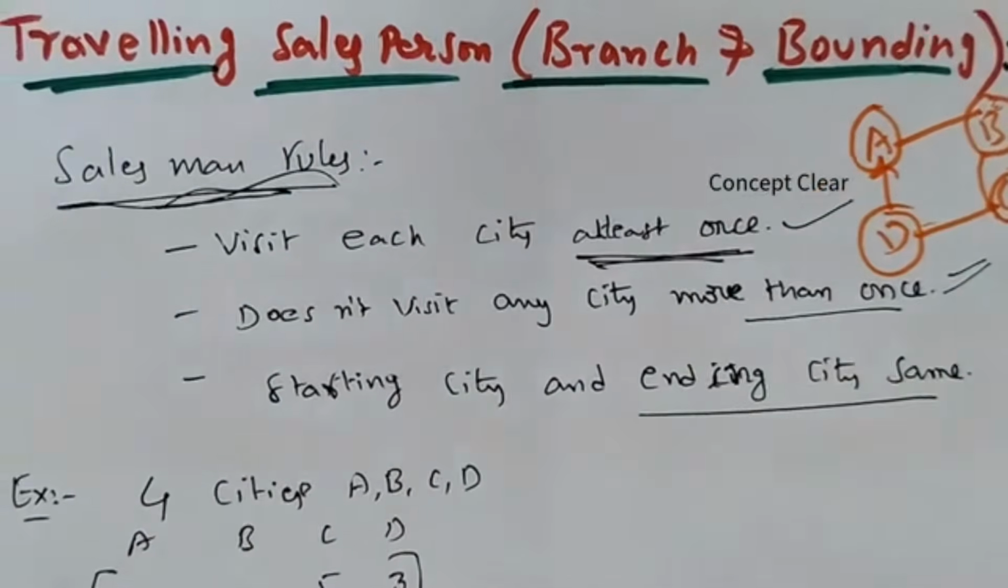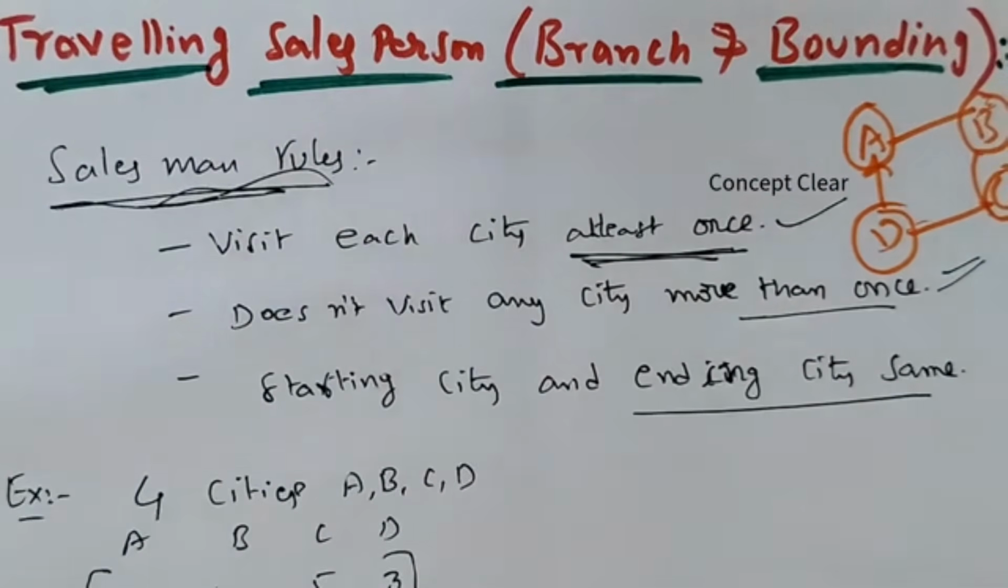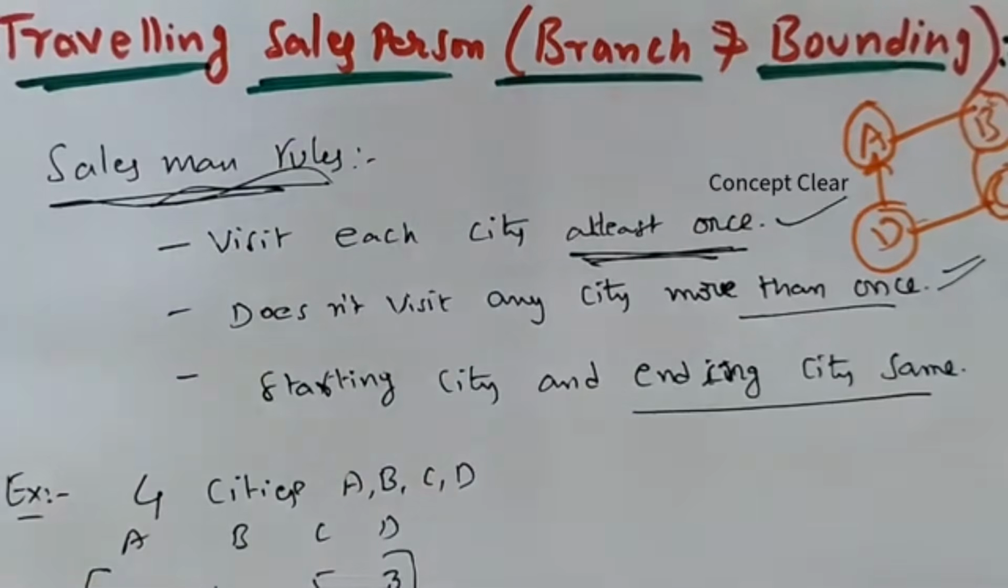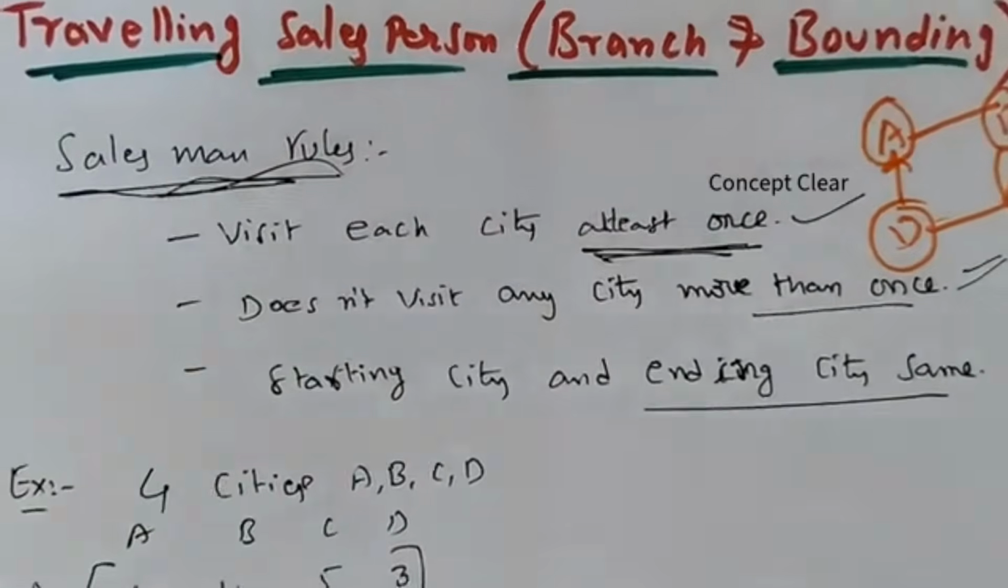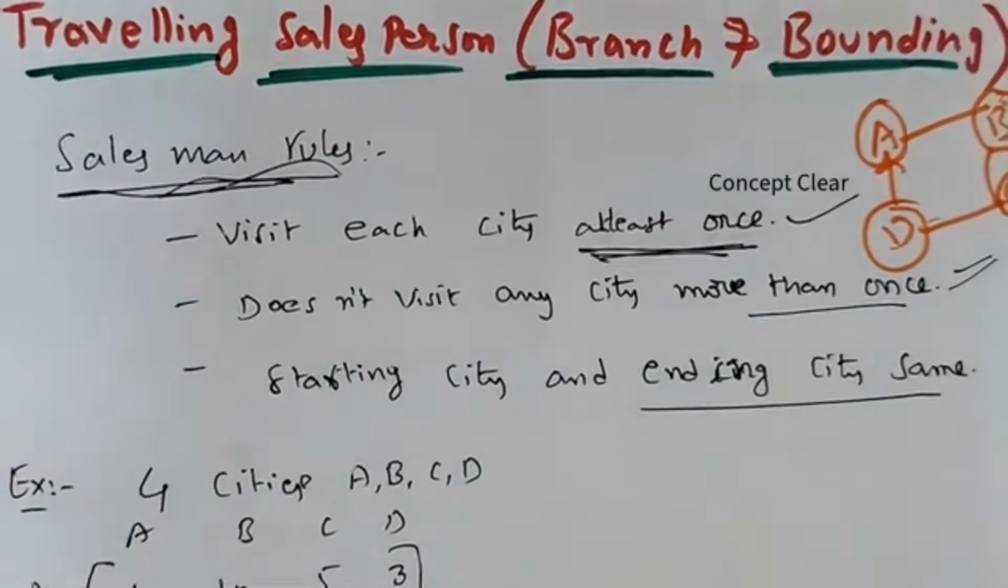But what is the problem here? Which path, if you select it, will cover all cities with less cost? That has to be found out here.